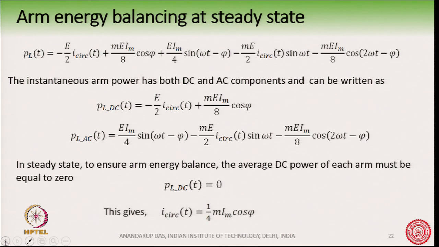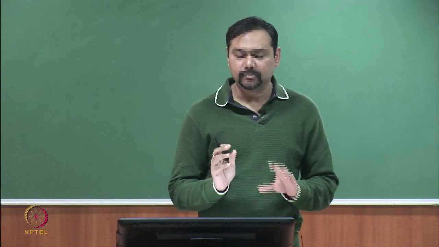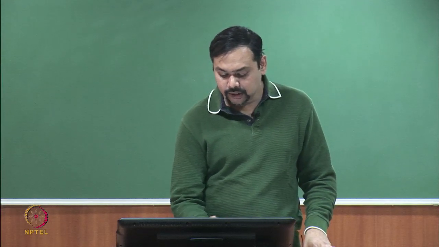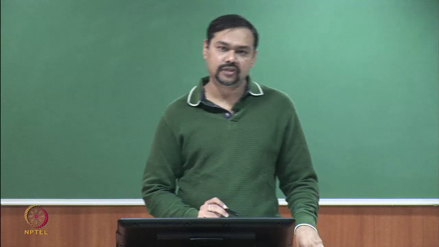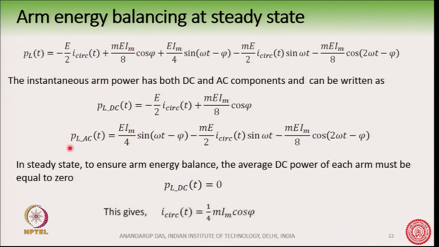Now, this AC component of the upper arm and lower arm, this one, will lead us to the second harmonic voltage ripple on the capacitor, the energy fluctuation. We will talk about this second harmonic sometime later, but remember that out of this P U and P L, we have only taken the DC component and made it 0. We have not analyzed fully the AC component of the power; we will analyze it sometime later.